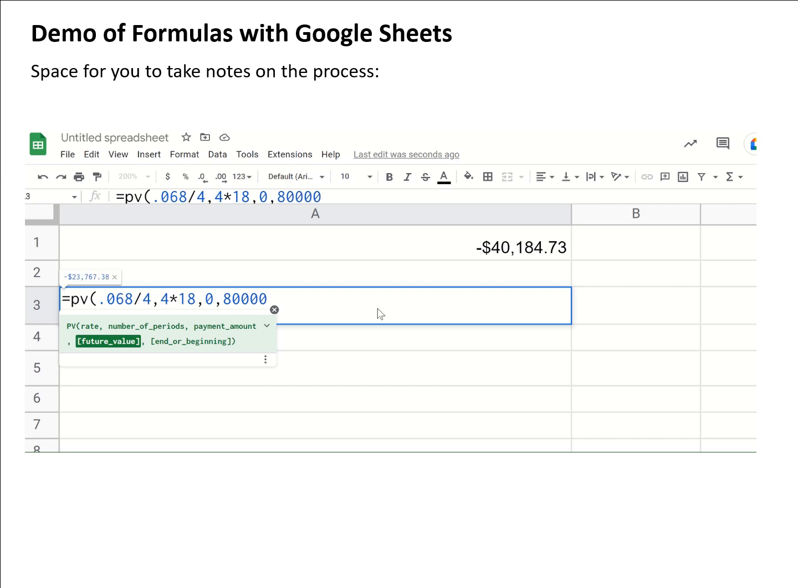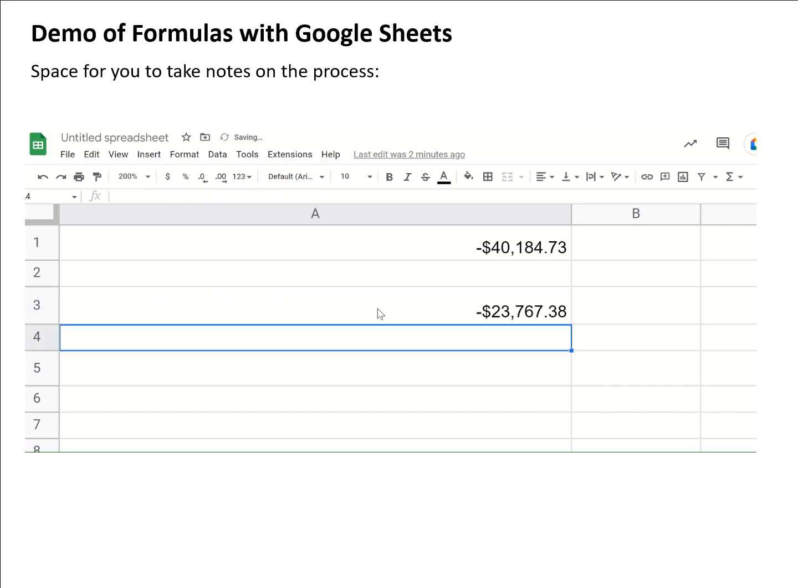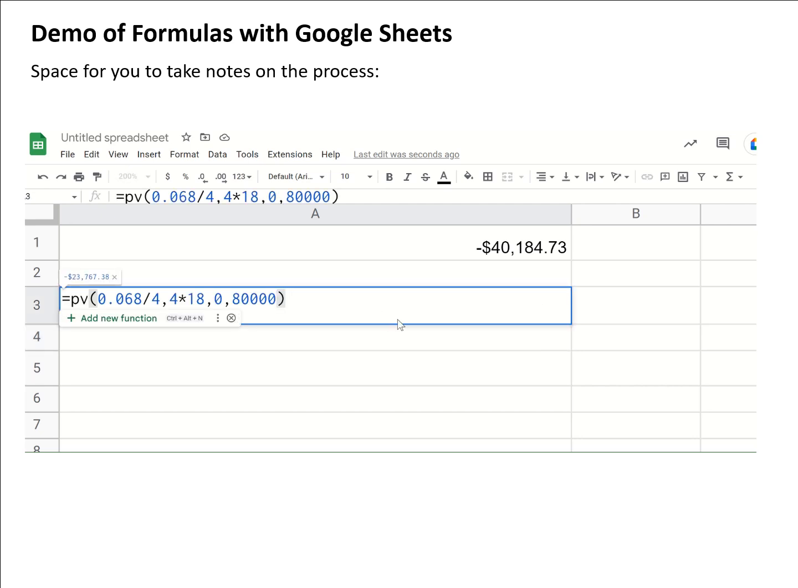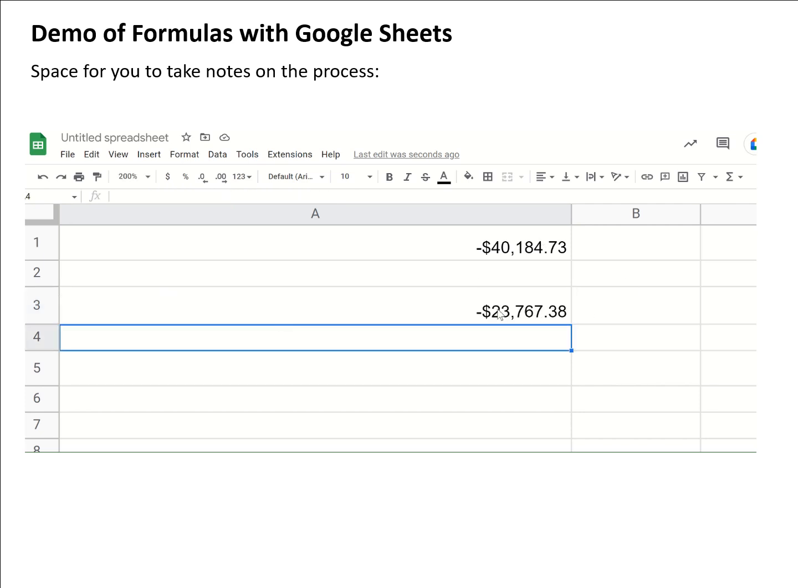Be very careful not to put a comma in that $80,000 because the spreadsheet will interpret the comma to not mean what you mean it to be. Close the parenthesis, hit enter, and there's that $23,767.38 that we worked out earlier should be what you start with to get $80,000 after 18 years. So once again, if you want to look at the formula again, we double click on the cell. There's what I've entered in, and then hit enter, and there's the value.